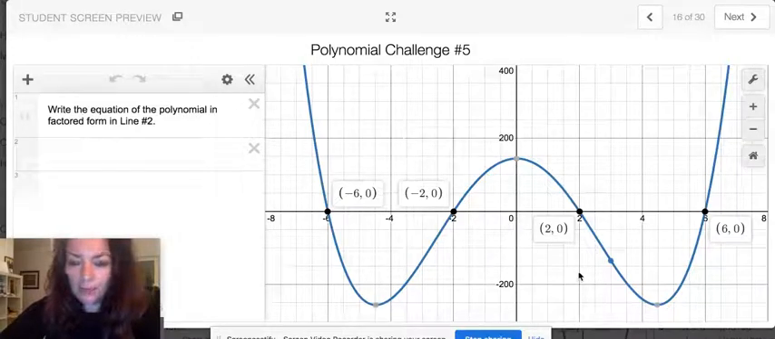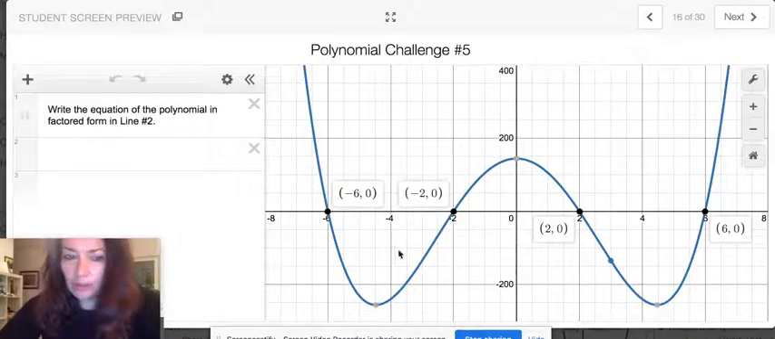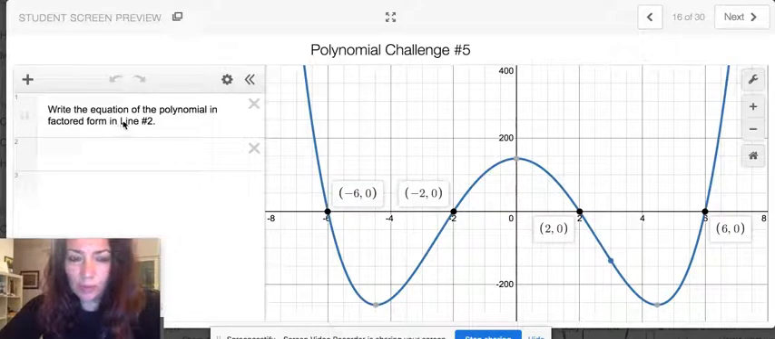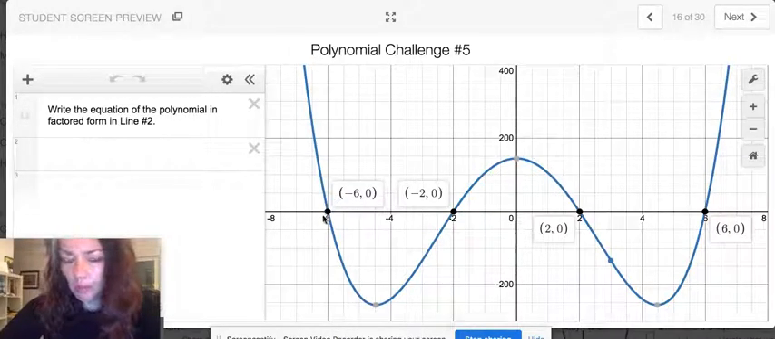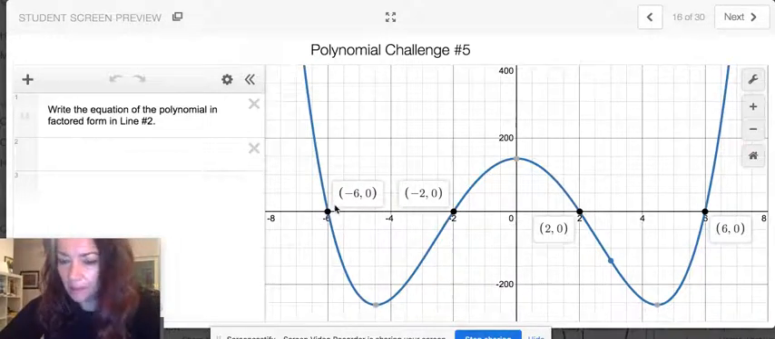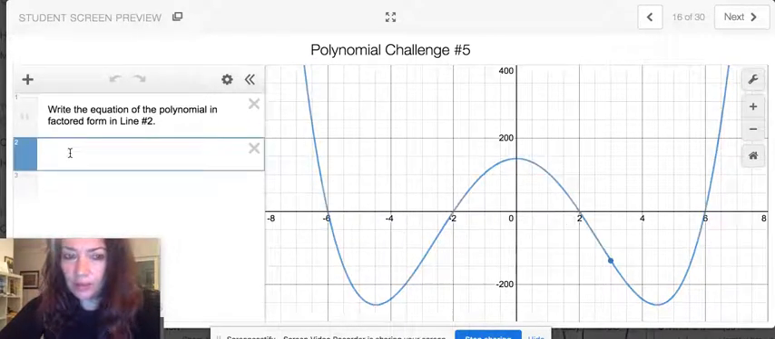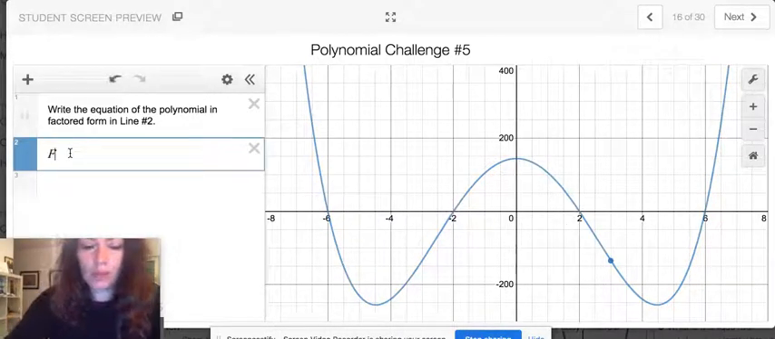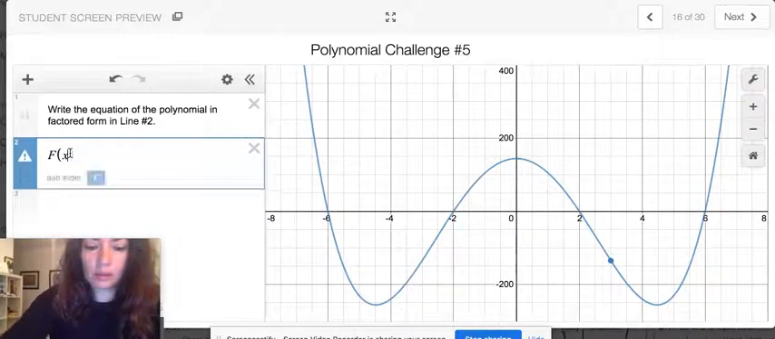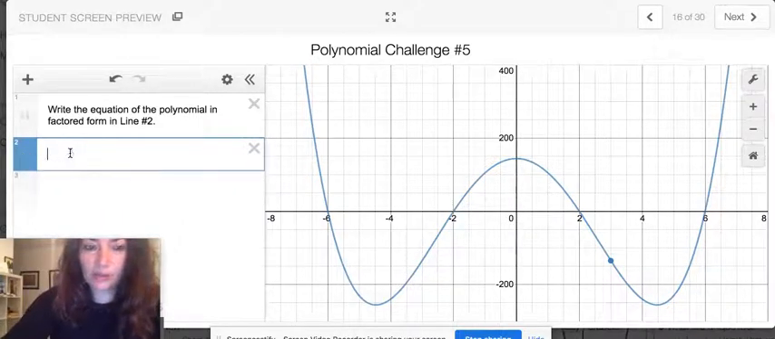Hi everyone. So if you can look at, it says write the equation of the polynomial in factored form. So we're just going to go ahead and do the same thing that we've been doing. We can see I've highlighted the intercepts and we're going to write the equation with the factors.